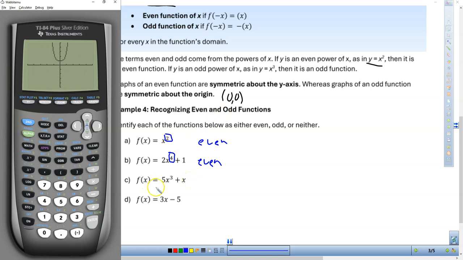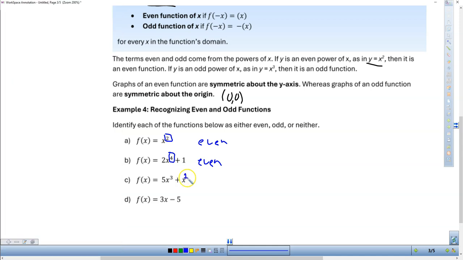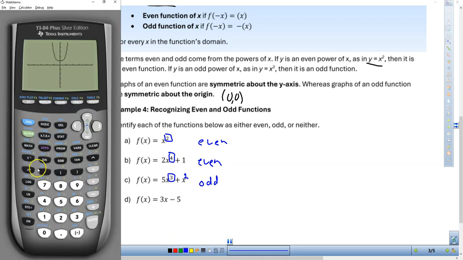All right, what about 5x cubed plus x? Now, again, this is technically x to the power of 1, but we are simply going to look at the largest power here, 5x cubed. This means this should be an odd function. And again, we can verify that very easily by coming on over here, and I could plug this in.